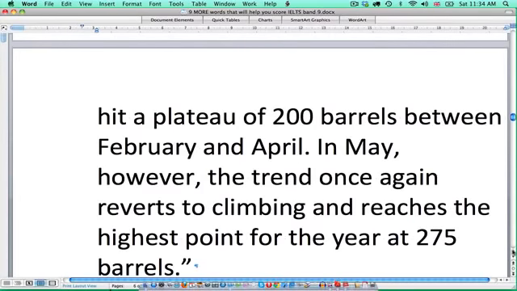Okay, so all you've said here is that there was a period of growth at the beginning. It hits a plateau, so it's unchanging for several months between February and April. So it stays at 200 barrels, and then after April it starts to climb again.